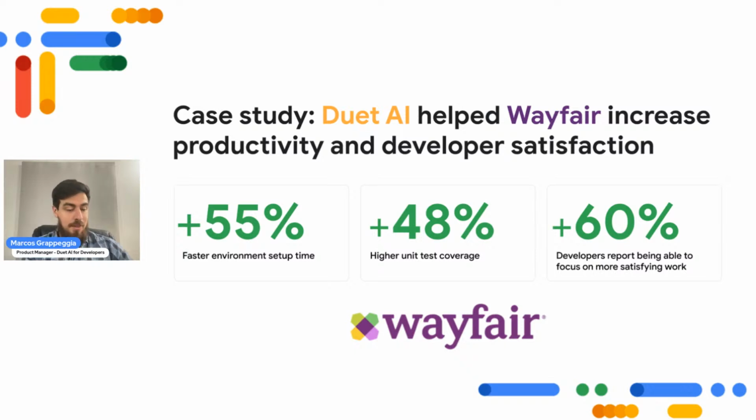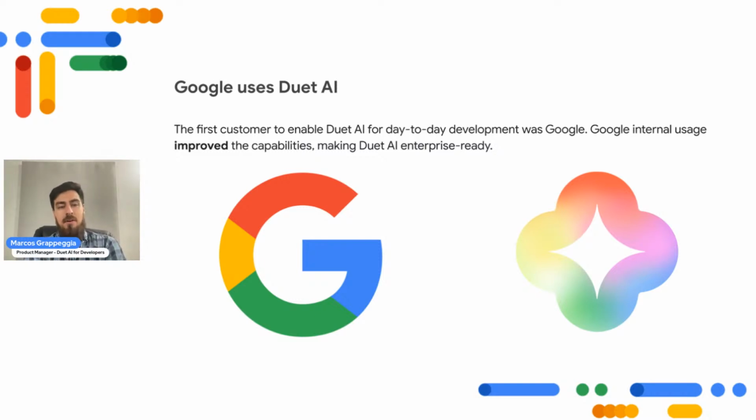And more importantly, I think it's not just about shipping code faster, but one key thing which Duet helps with is allowing developers to focus on more rewarding development tasks and essentially stay in the state of flow for longer. So one thing we saw here is developers also reporting being able to focus on more satisfying work, helping get repetitive tasks automated and focus on the more challenging and more satisfying element of the development day to day.